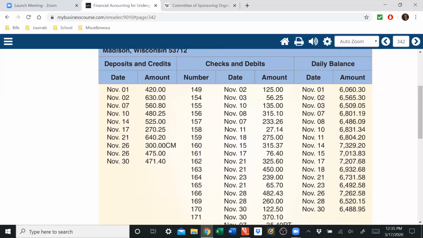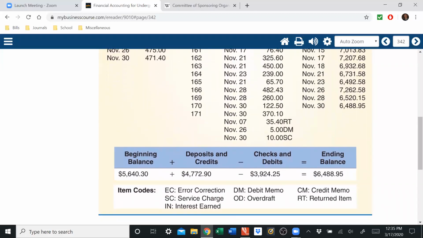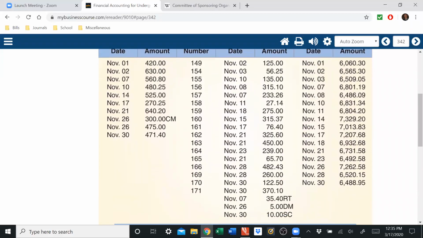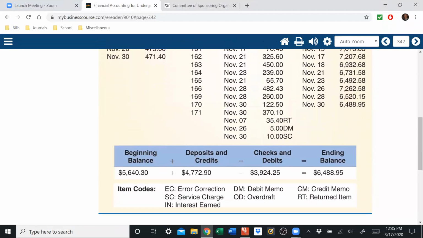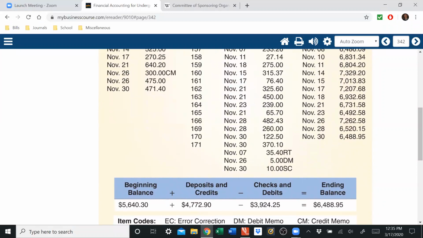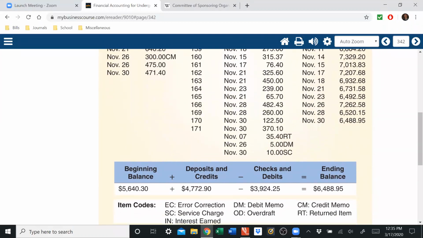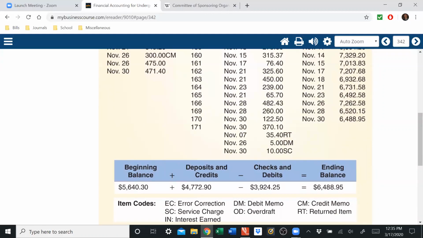All right. On the bank statement, there are a couple things to look at. Down here, item codes. EC means error correction. So if the bank made an error, then they would fix the error and they would have EC beside it. In this particular example, there aren't any error corrections. You don't see any ECs. Then we have DM, debit memo. You see this right here, a debit memo November 26th. A debit memo means the bank is taking money out of your account and charging you for some service that they did for you.